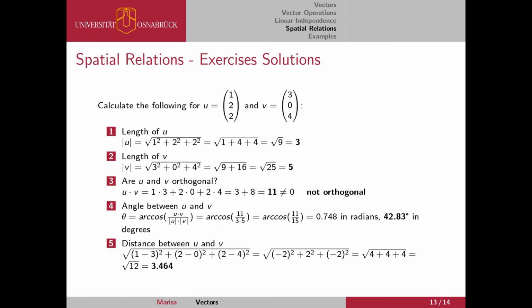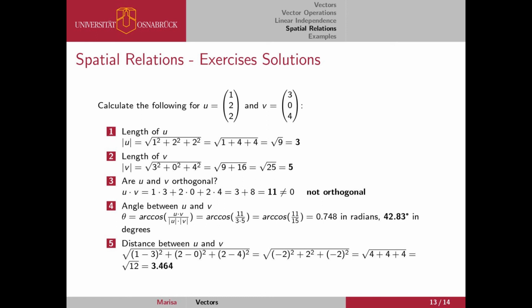The last exercise given here was to calculate the distance between the vectors u and v. And the formula here stated that we have to take the square root of the subtraction of the vectors u and v. So if we would subtract the vectors u and v, we would have 1 minus 3 in the first dimension, and 2 minus 0 in the second one, and 2 minus 4 in the third one.